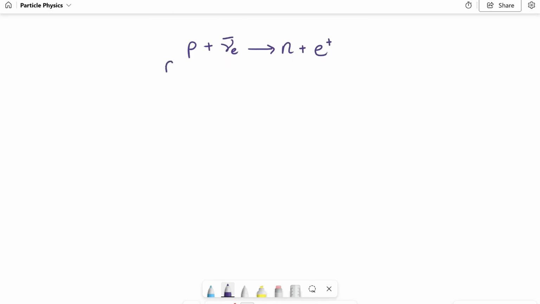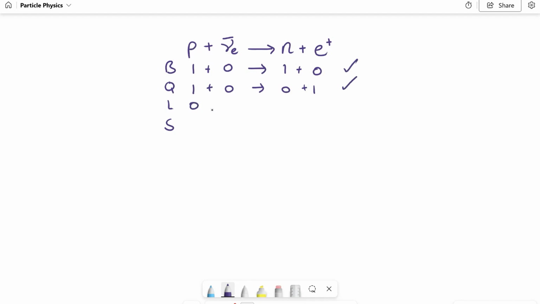Is this allowed? Well, we'll do the same thing again. We're going to look at baryon number, charge, lepton number, and strangeness. So we've got a baryon number of 1. An electron antineutrino is a baryon number of 0, because it's a lepton. Neutron is a baryon number of 1. Positron, baryon number of 0. This is a lepton. Okay, charge. We've got 1 plus 0 goes to 0 plus 1. So we can see 1 on that side, 1 on that side, 1 on that side, 1 on that side.